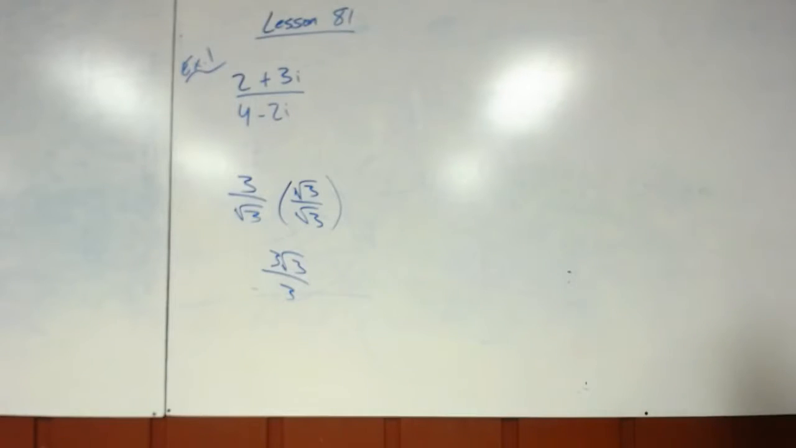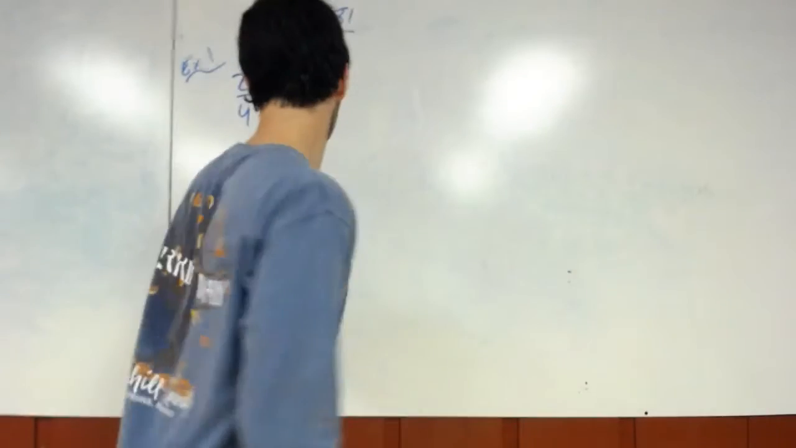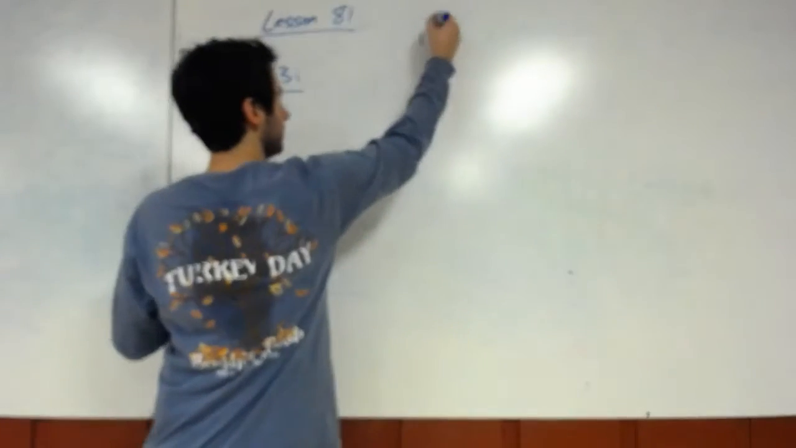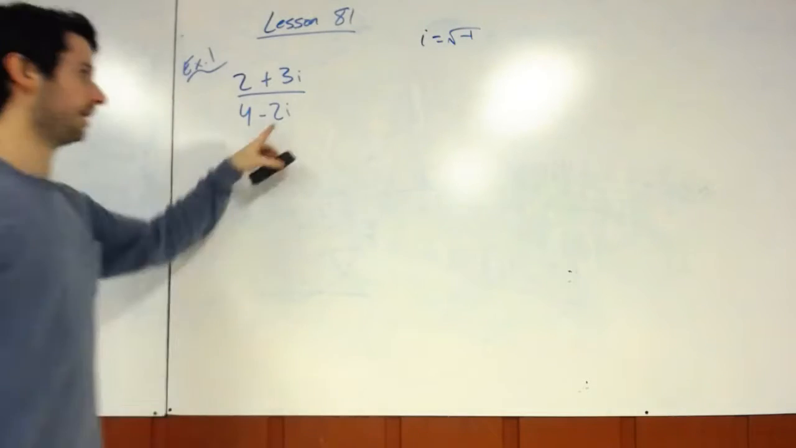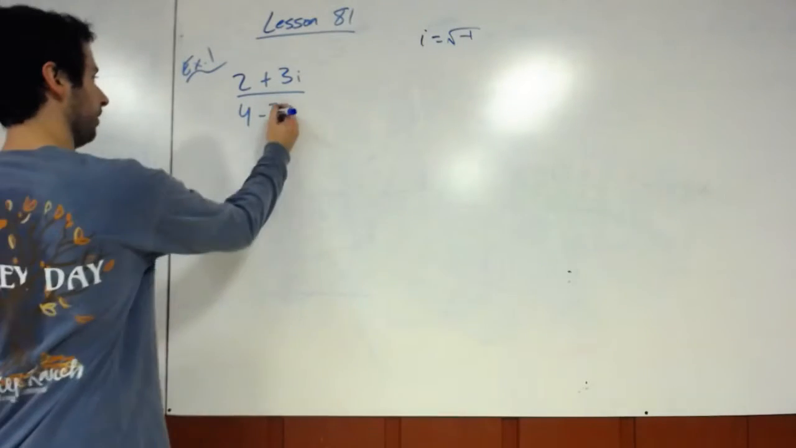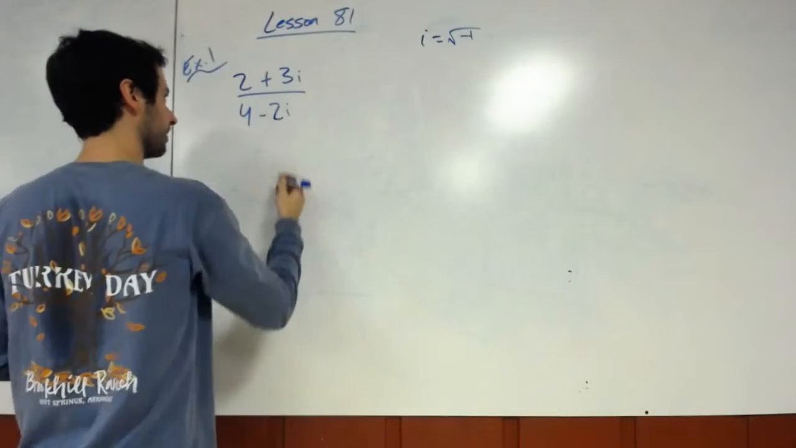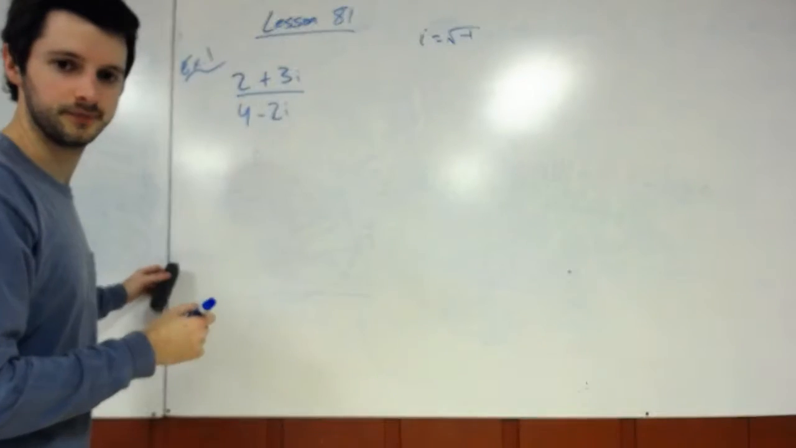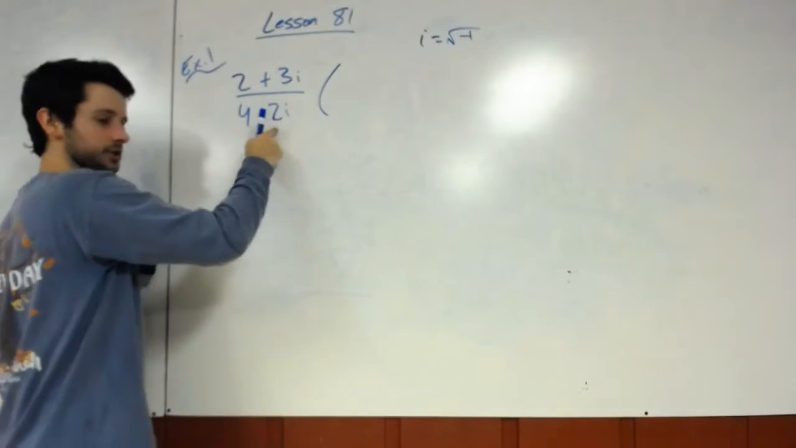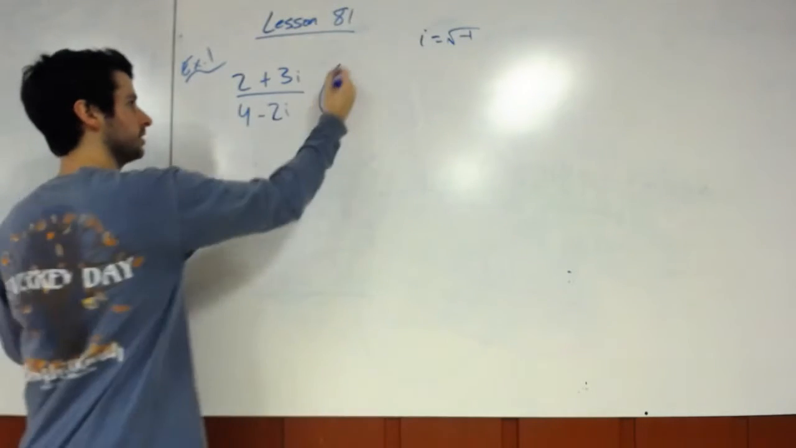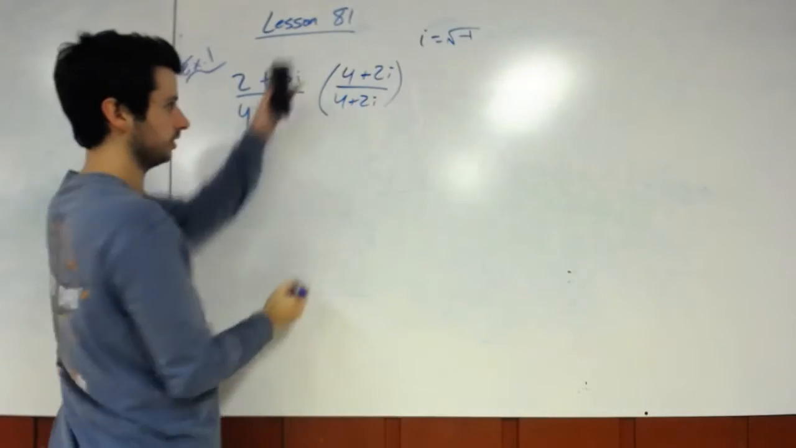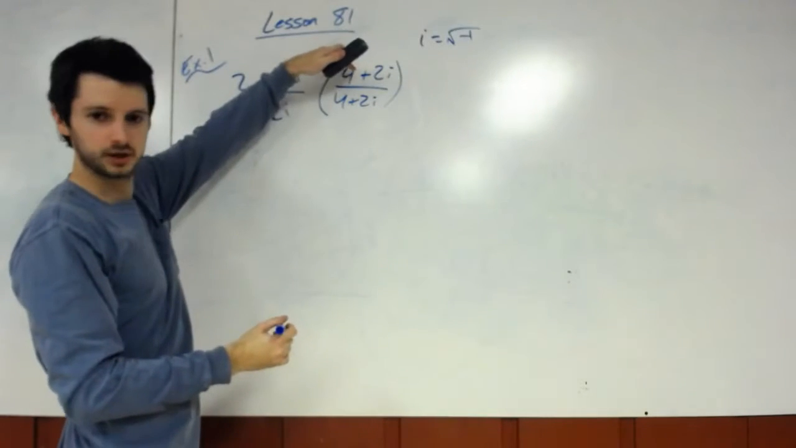Now we're going to look at a more complex situation where i is in the denominator. Remember, i is the same as the square root of -1, so we cannot have a square root in the denominator. In order to cancel that, all you have to do is multiply by the conjugate of the denominator. If you remember, conjugate means just switch the sign in the middle. So this becomes 4 plus 2i over 4 plus 2i. Notice that we're just multiplying by 1, because 4 plus 2i over 4 plus 2i is 1.